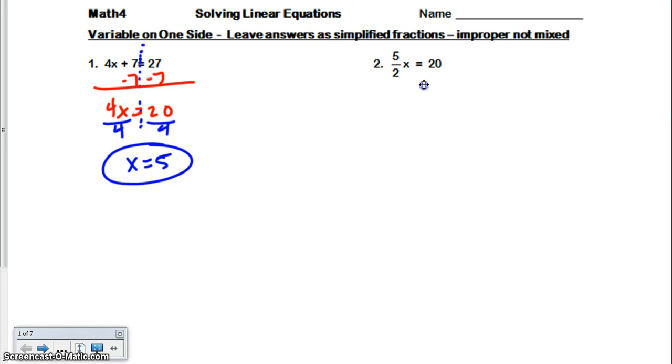The next question is 5 halves x equals 20, and some people view that as 5 times x divided by 2. So you could simply multiply by 2 and divide by 5, or you could multiply by the reciprocal of that fraction, which would be 2/5, which would cancel out the fraction of 5 halves. But of course we got to make sure we do this to both sides. So 2/5 times 5 halves is x, and that is, let's see, an 8. And of course, calculators are always suggested.